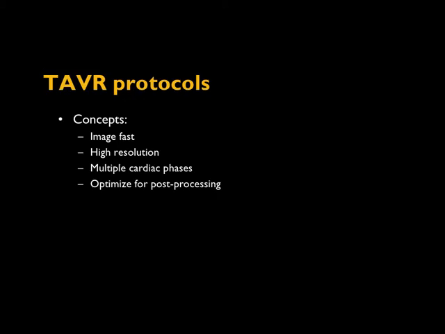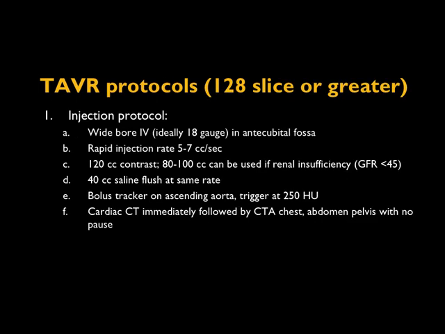What are the concepts? So when we put together the TAVR protocol, what do we want? Ideally, you want to image fast at a high resolution. You want to obtain multiple cardiac phases, and you want to optimize your images for post-processing. So this is a typical protocol for a wide detector scanner, 128 slice or greater. We're going to use a big IV, and we want to inject quickly, 5 to 7 cc's a second.